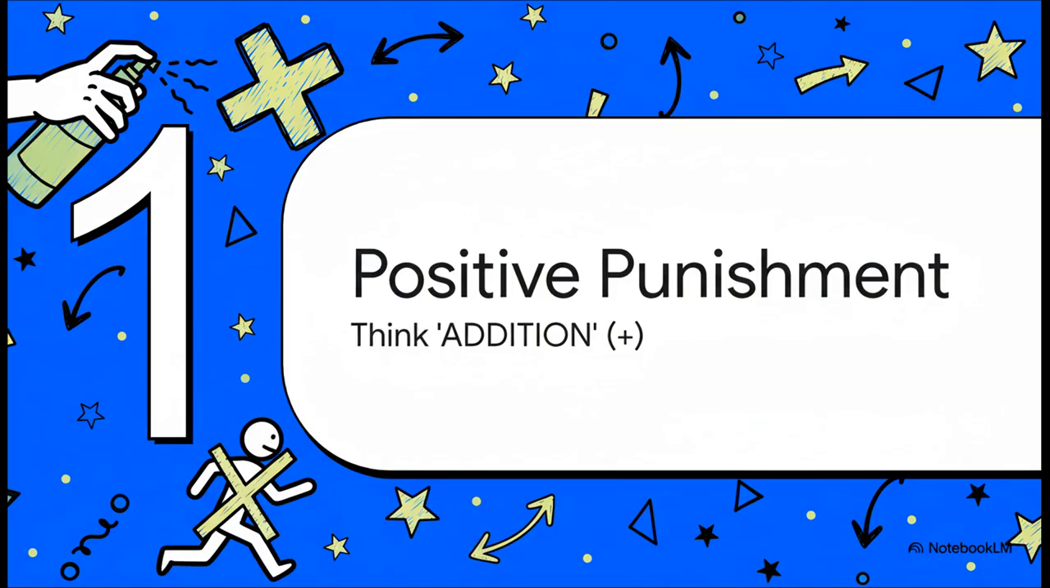So, if punishment is all about making a behavior happen less often, how do we actually do it? Well, there are two main roads we can take. Let's start with the first one, positive punishment. The absolute key here, and you can see it right there on the slide, is to think positive equals plus sign. We are adding something to the mix.